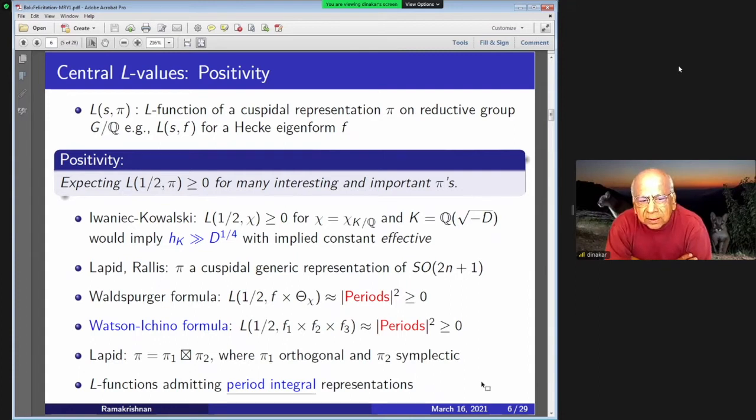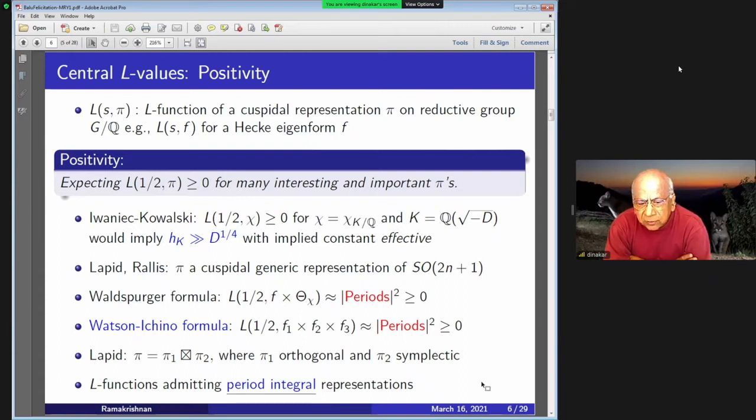So therefore, it's not a trivial thing to prove this. And then Lapid and Rallis proved that if you take any cusp form which is generic, meaning it has a Whittaker model, on SO(2n+1), then you have non-negativity. I say positivity sometimes, but it's greater than or equal to 0.